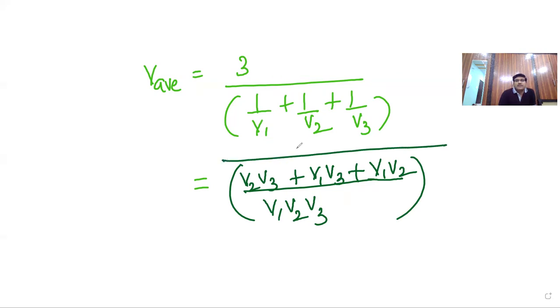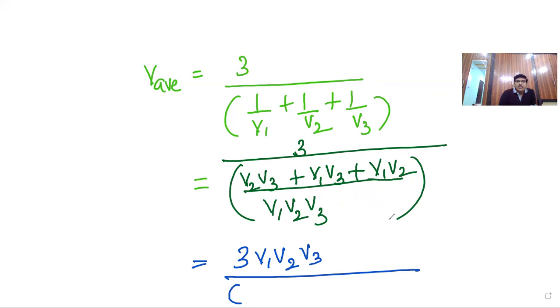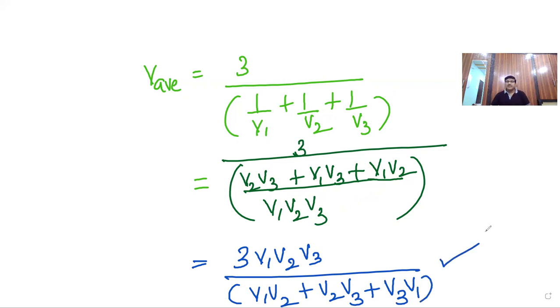And the numerator is what? 3. 3 by this entire thing. Now, on simplification further, this V1 V2 V3 goes up. So 3 V1 V2 V3 by, in a systematic manner, V1 V2 plus V2 V3 plus V3 V1. This is the average. Clear?